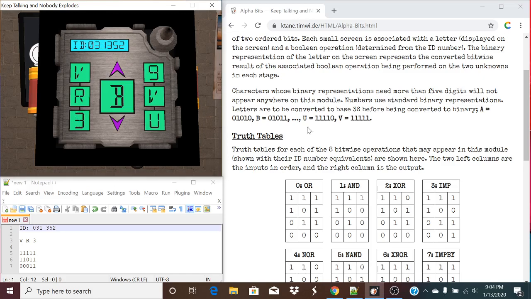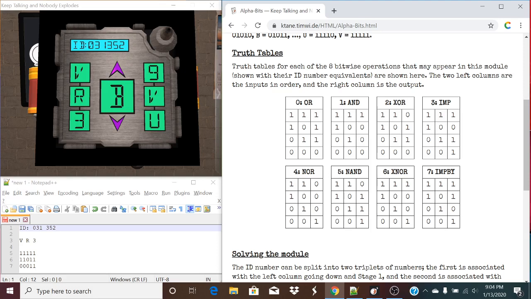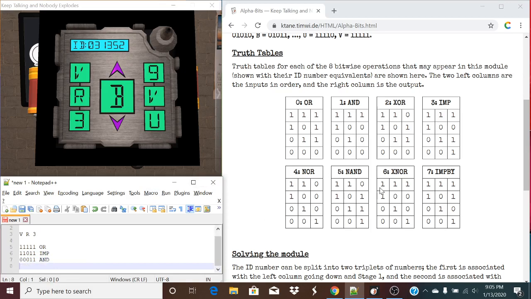Well, actually, let's find these on the truth tables here. So the number 0 corresponds to OR. The number 3 corresponds to implied, or implication in this case. And 1 corresponds to AND. And simply, what these binary numbers are, is the results that were given from each logical operator. So, we're taking a look here.